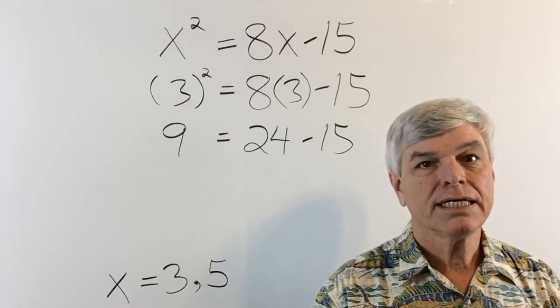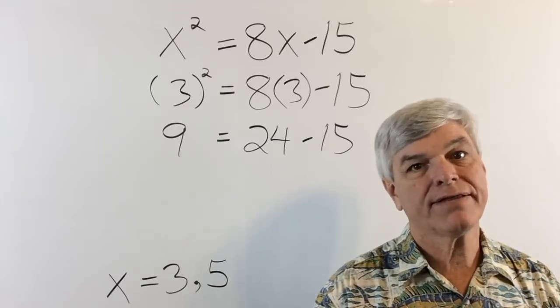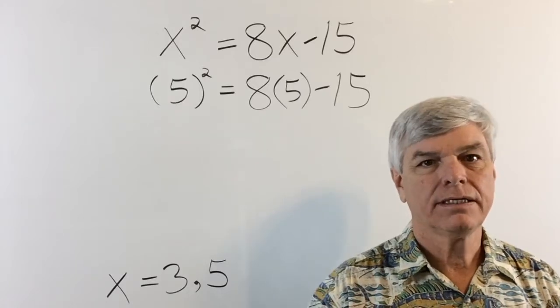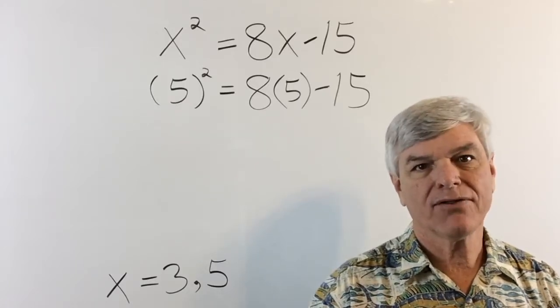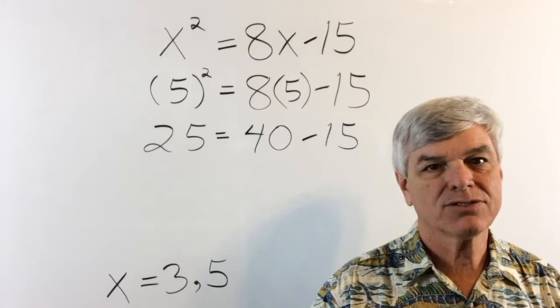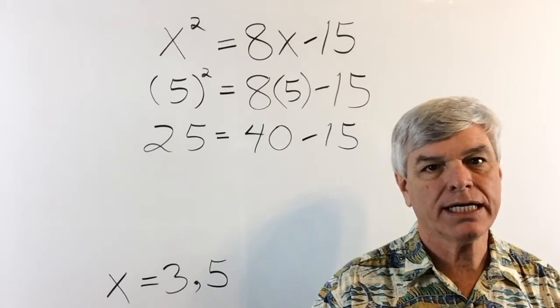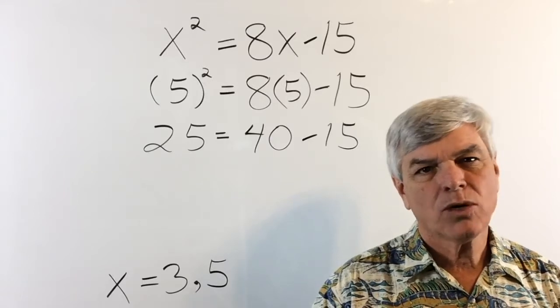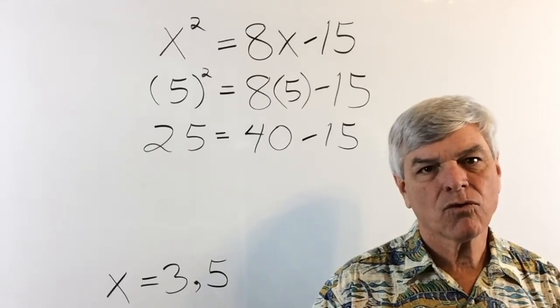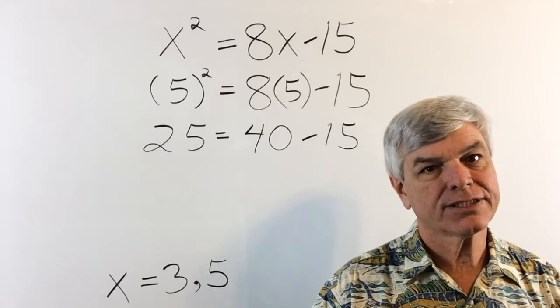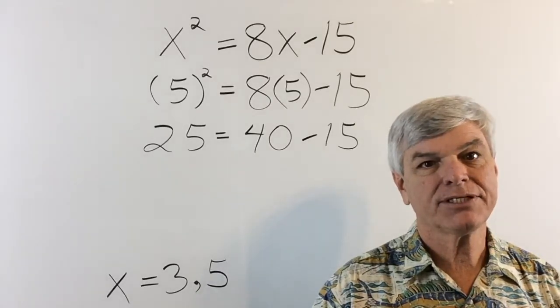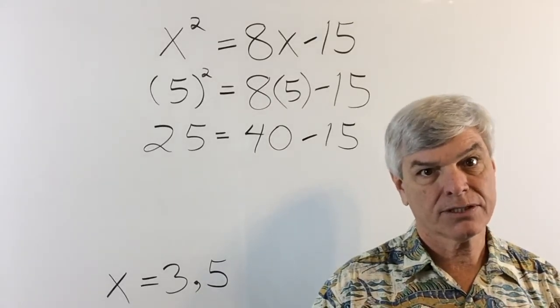That works. And so let's substitute 5 in that parentheses. Good, and then let's multiply all that out. That's right, 5 squared is 25, and 8 times 5 is 40. And does 25 equal 40 minus 15? It sure does, so that's a good number too. And those are our two solutions.